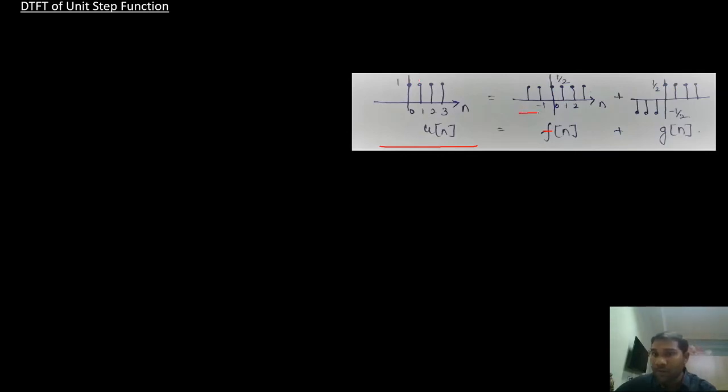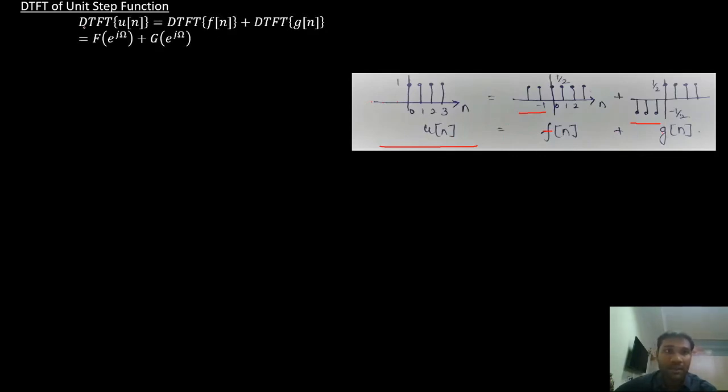For all negative values of n, I have half here, and here I have negative half. So 1 by 2 minus 1 by 2 is equal to 0. All negative values are 0. So u of n, I'm going to write as two different functions. So if I have to find the DTFT of u of n, it is nothing but DTFT of f of n plus DTFT of g of n, right? So we'll find these two DTFTs separately and then add them.